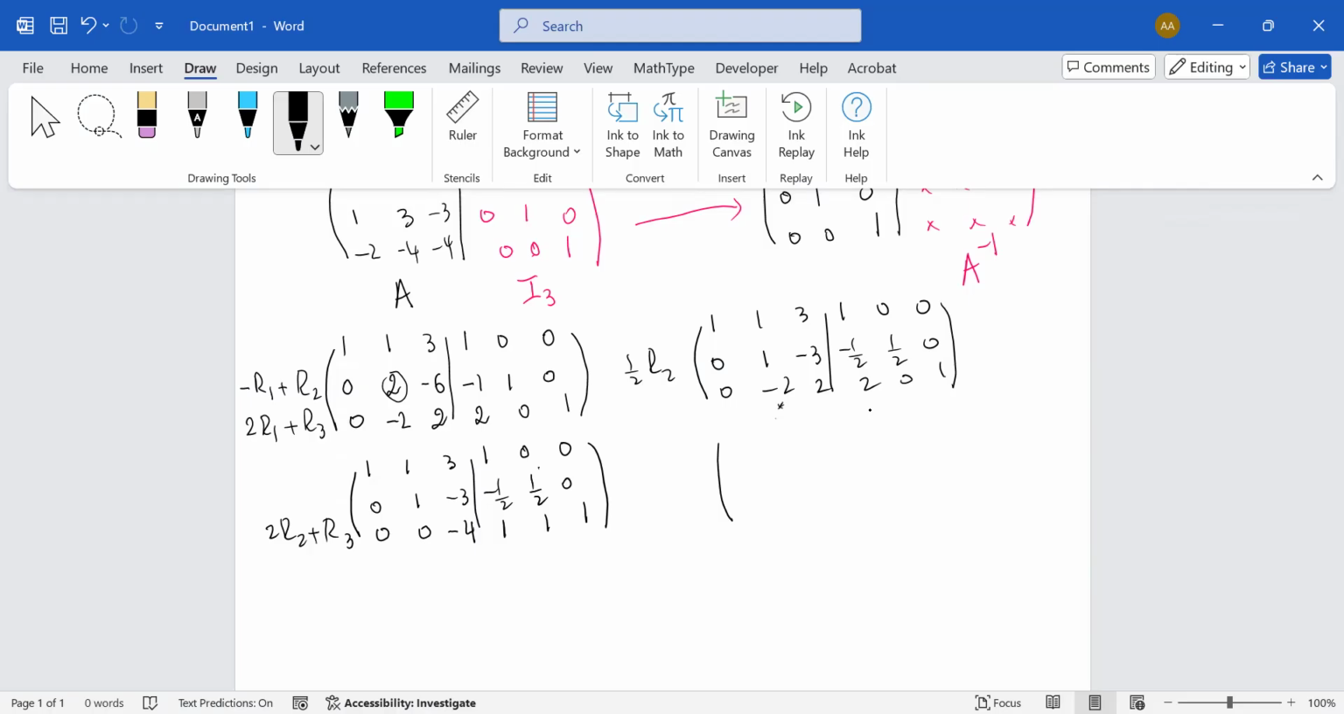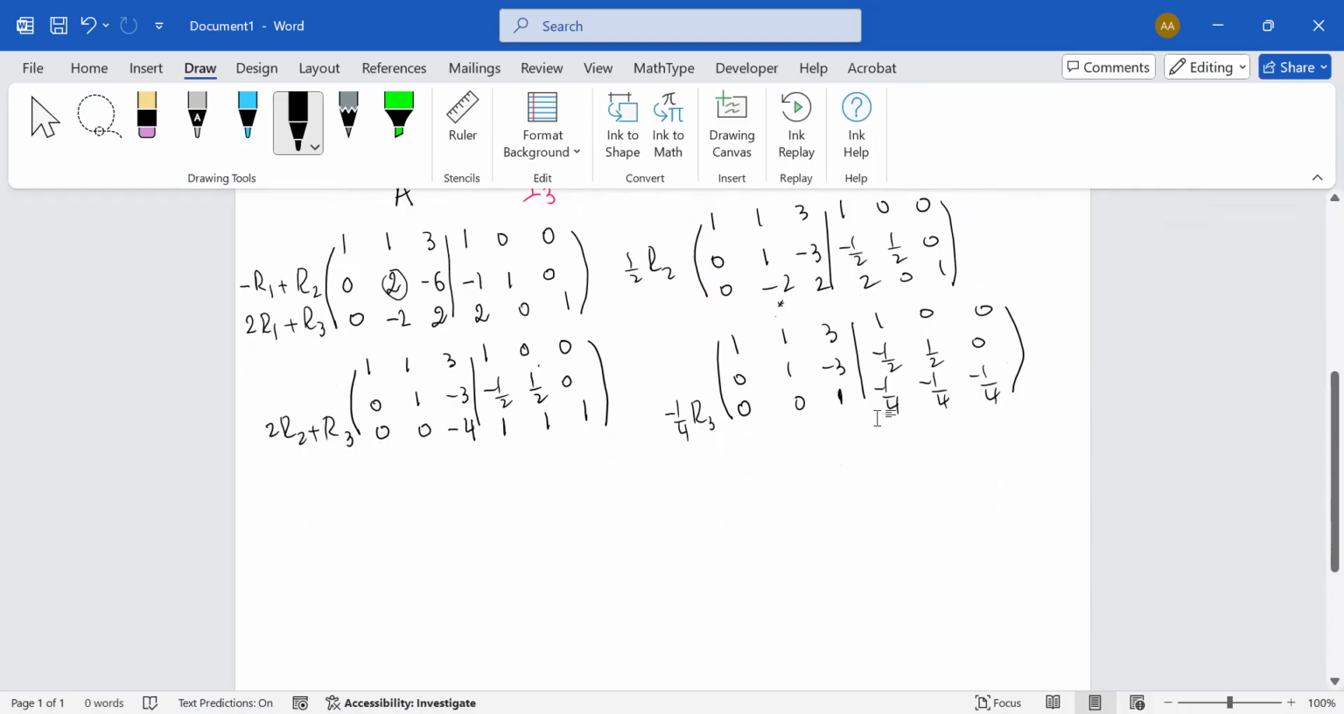So I have here a negative 1/4 of R3 to make it a 1. Row 3 becomes 0, 0, 1, negative 1/4, negative 1/4, negative 1/4. Basically, as you can see here, I'm trying to follow basic Gauss elimination steps. I'm not trying to use some rules or some techniques, I'm just trying to follow basic Gauss elimination steps, which I recommend you to do.